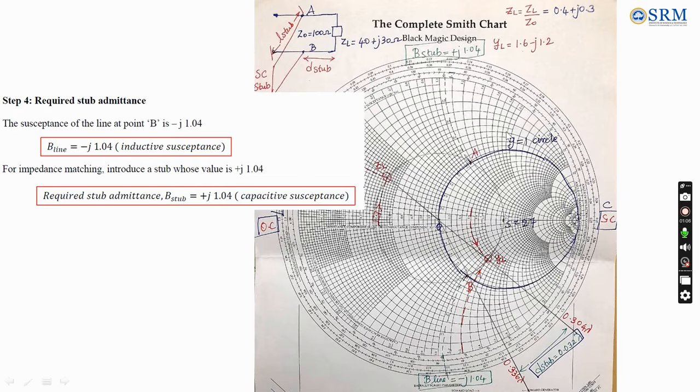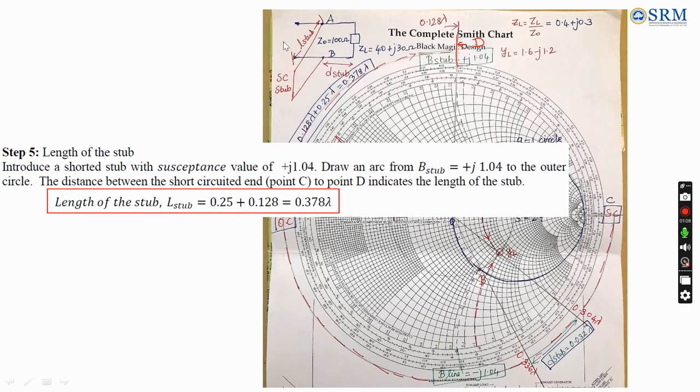Now, in the next step, we are supposed to find the length of the stub. So the design of single stub matching is finding the distance of the stub and length of the stub. This is done, right? Now we will see how to find the length of the stub. As you can see in the diagram, it is the distance between short circuit position and the point A. So this is the admittance chart I told, right? So in this case, open circuit and short circuit positions get interchanged because of this admittance chart.